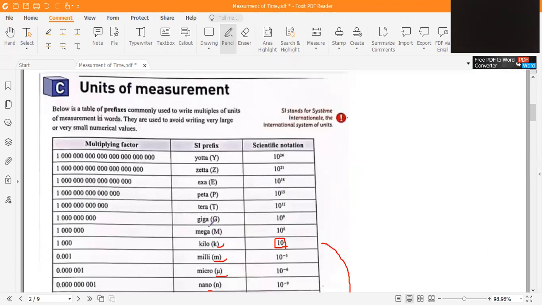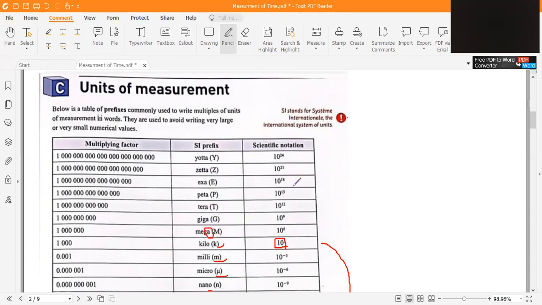And greater than kilo, we have mega. It is equal to 10 power 6 of the unit, or it is equal to 10 power 3 of the kilo. Then giga, tera, peta, exa, zeta, and yota. Normally, the units of measurement that are greater than kilo end in a.